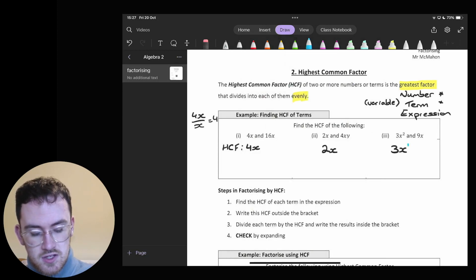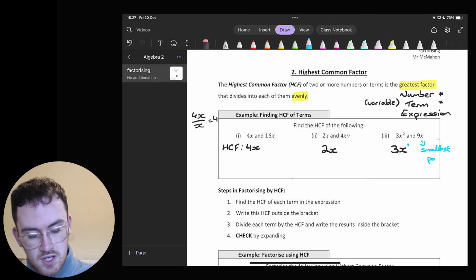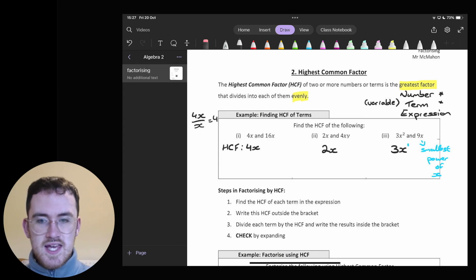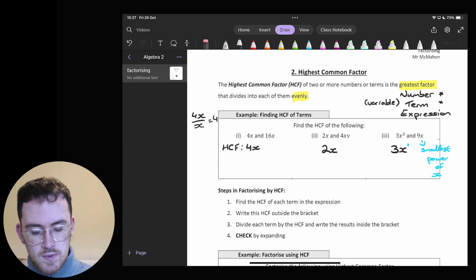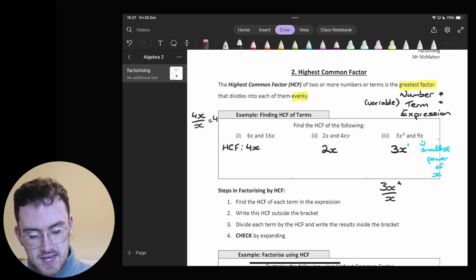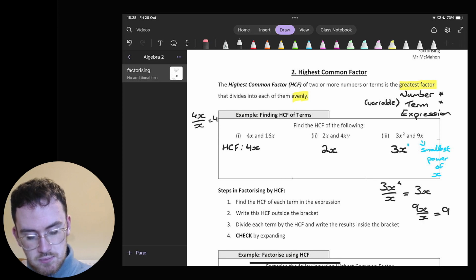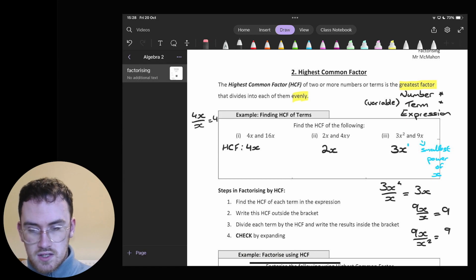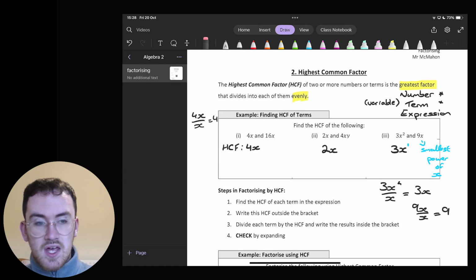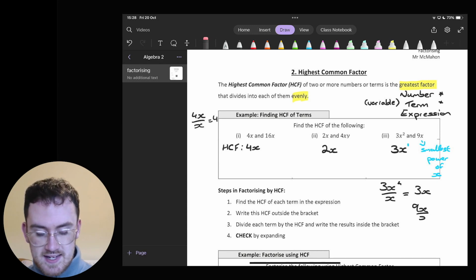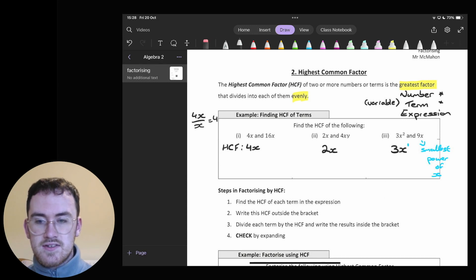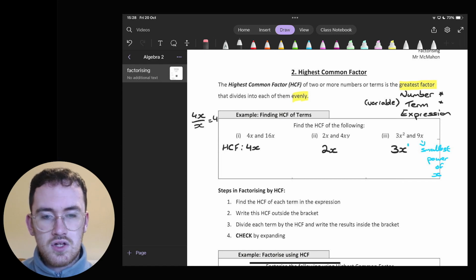And we can make a little note that that is the smallest power of x. So for situations like that where we maybe have x squared, the biggest power of x we could take would just be x to the power of 1. Because we can have 3x squared divided by x, and that would give me 3x. And I can have 9x divided by x to give me 9. But I can't do 9x divided by x squared, because that won't work. I can't divide x by x squared, because it would leave me with an x. It won't divide in evenly. So this comes back to that idea of it having to always divide in evenly in all cases.